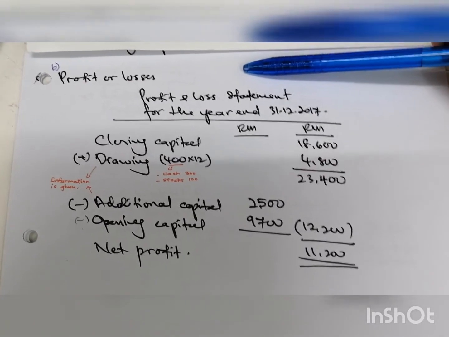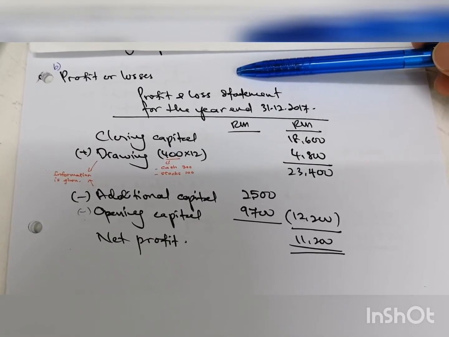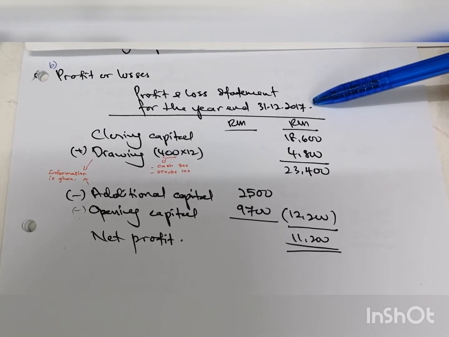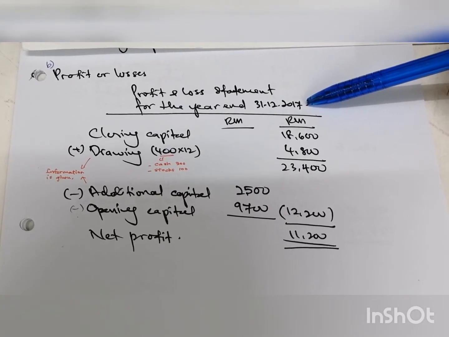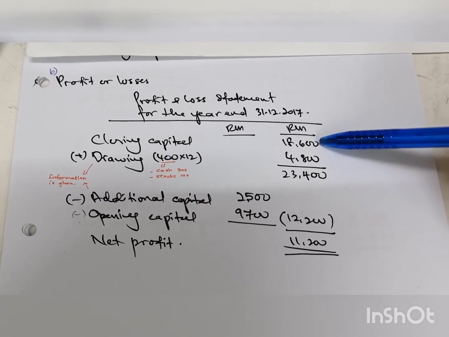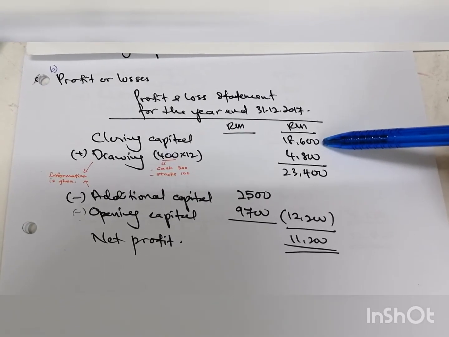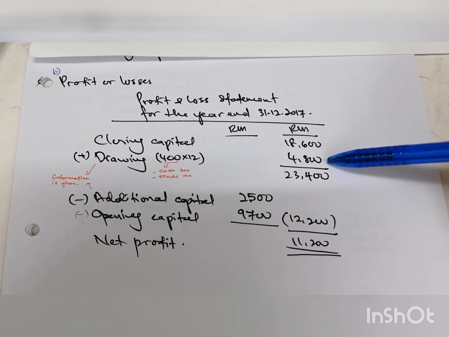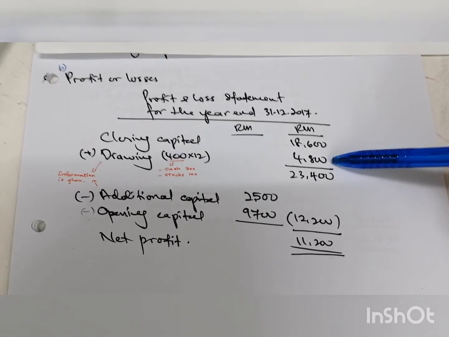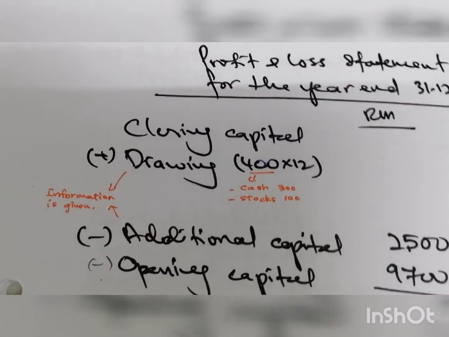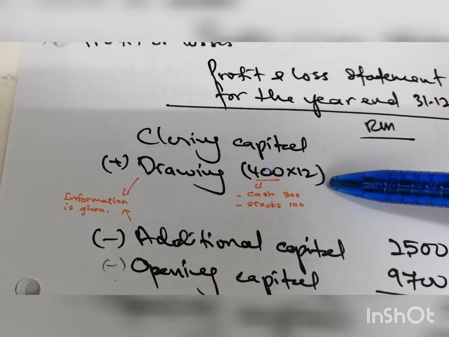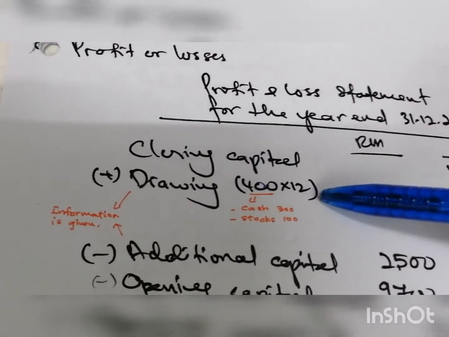Question B is asking you to prepare a statement to calculate the profit or loss at the end of 31st December 2017. So how do you calculate it? You get your closing capital 18,600, then plus your drawing 4,800. How do you get the 4,800? Let's see here closely. The drawing is 400, which is cash 300 and stock 100.